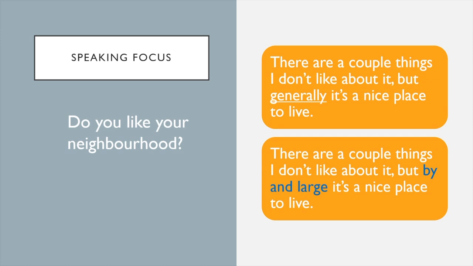Using binomials is a very good way to impress the examiner in your speaking exam. So for example, in part 1 in the interview, if they ask you about your neighborhood and you give an answer like, there are a couple of things I don't like about it, but generally it's a nice place to live, you could upgrade that answer and instead of saying generally, you could use the binomial by and large, which has the same meaning. So you could say, there are a couple things I don't like about it, but by and large, it's a nice place to live. And that is a very good C1 answer.